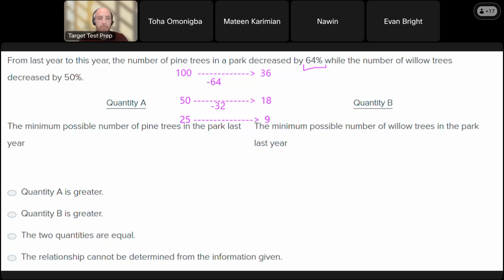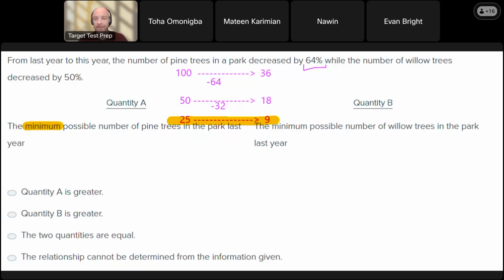Sure. Now, my question is, once I get to this case right here, where I realize that the number of pine trees could be 25 and it can go down to 9, is that the minimum? Because you notice quantity A, question part of the question, is talking about the minimum number of pine trees. Can I take this down a notch further? Can I go down further from 25 and 9? Steven is saying no, Philip saying no. And why not? You guys are right.